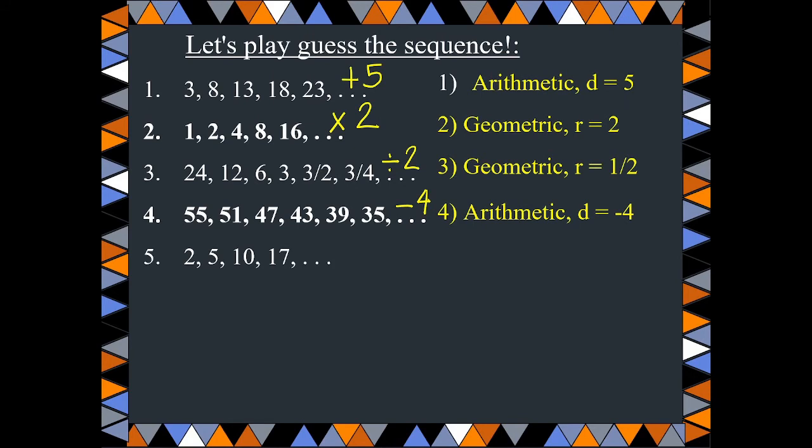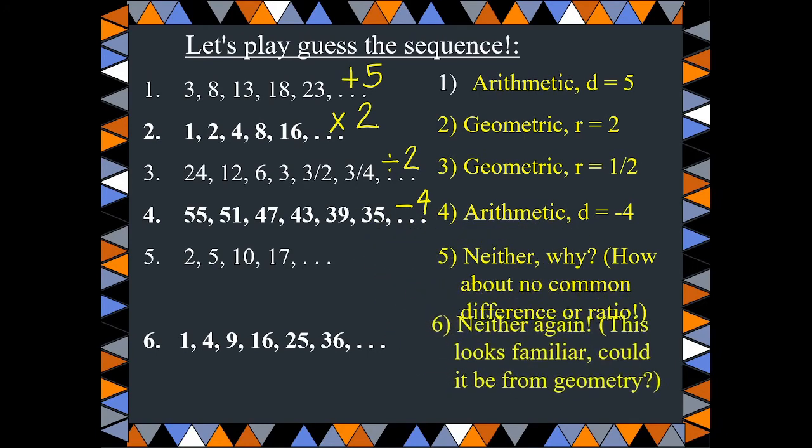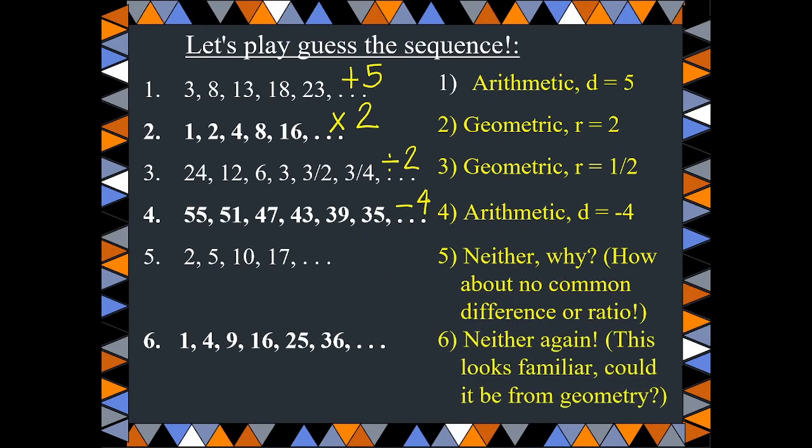Think carefully. Is this arithmetic? Is this geometric? This is neither, because there is no common difference and there is no common ratio at all. If you're gonna examine the numbers there, no constant number is being added, no constant number is being multiplied. Number 6, this is also neither, because it does not have a common difference nor a common ratio.